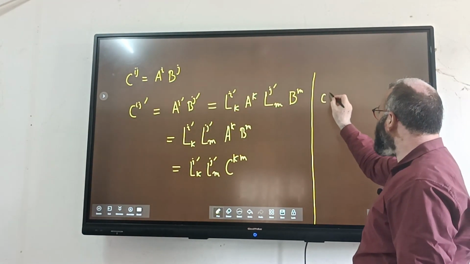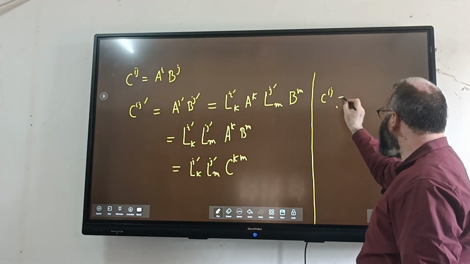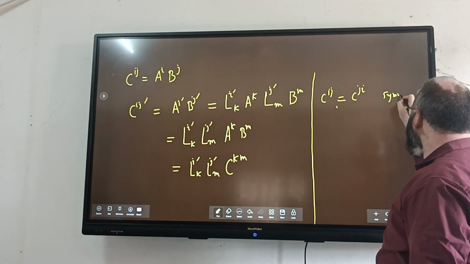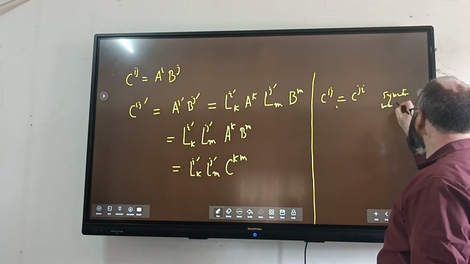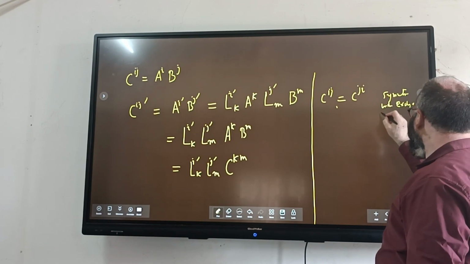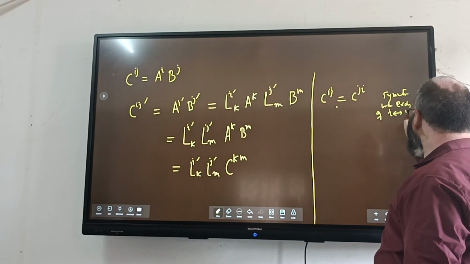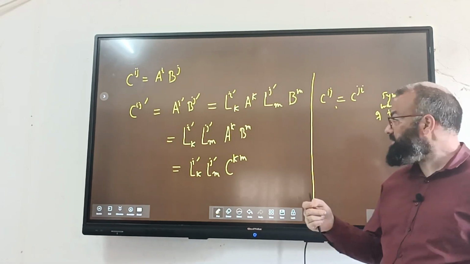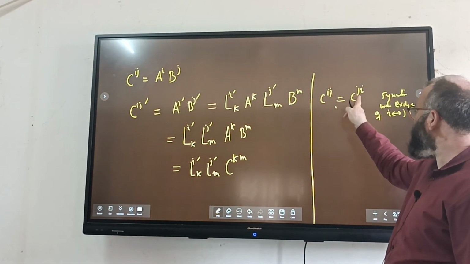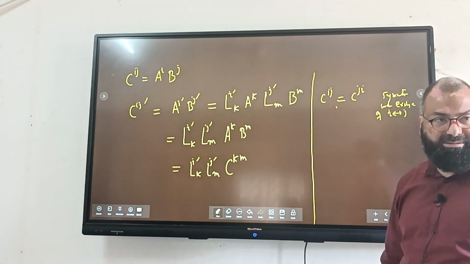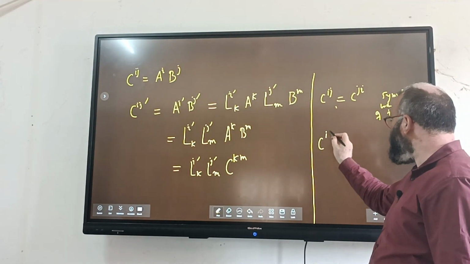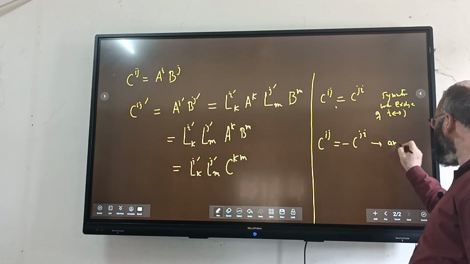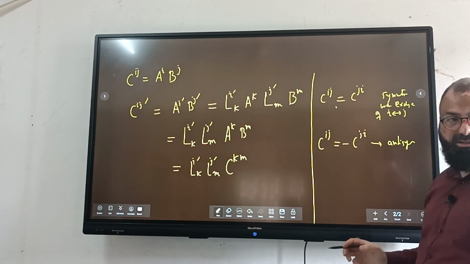Symmetric means, if you have a symmetric tensor, C^ij is the same as C^ji. We call it symmetric under exchange of indices i and j. If you interchange i and j and the quantity remains the same, C^ij is the same as C^ji, we call it symmetric. Similarly, you can have an antisymmetric one, where you interchange it like this and it gives a minus sign, so we call it an antisymmetric rank 2 tensor.